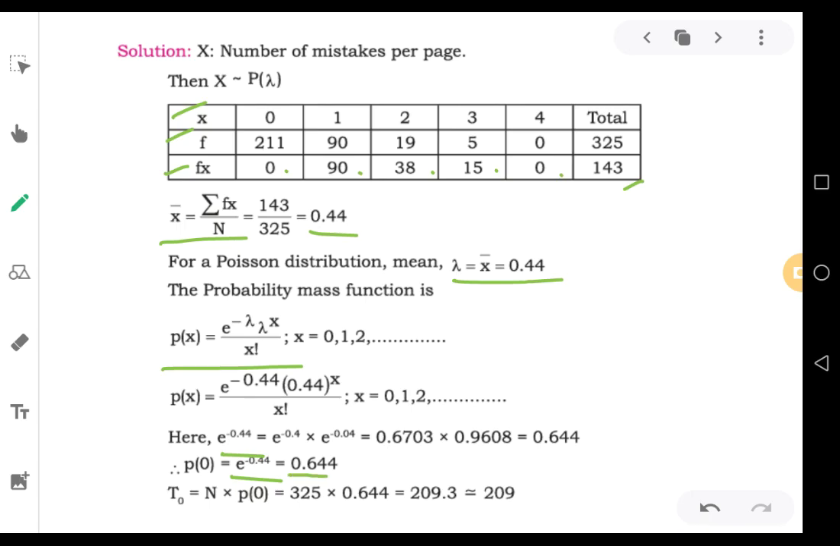0.644. So 0.644 will be the value of e to the power of minus 0.44. That means the probability value of P0.